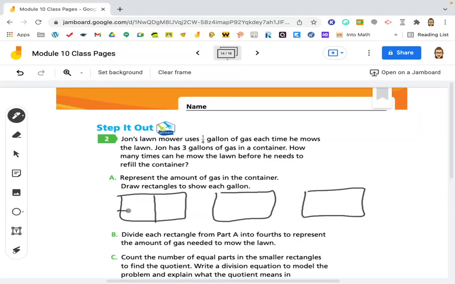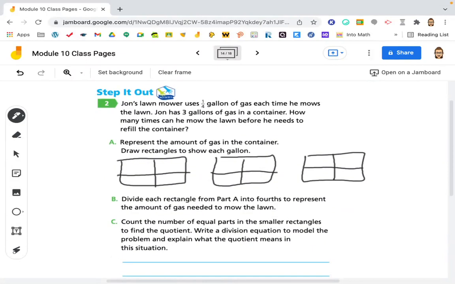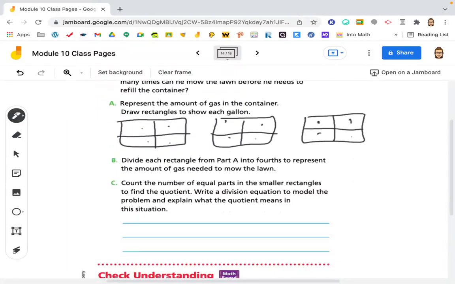So count the number of equal parts of the smaller rectangles to find the quotient. Write a division equation to model the problem and explain what the quotient means in the situation. 1, 2, 3, 4, 5, 6, 7, 8, 9, 10, 11, 12. So we're going to do 3 divided by 1/4 equals 12.